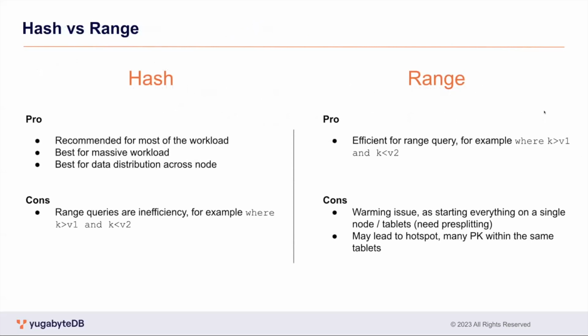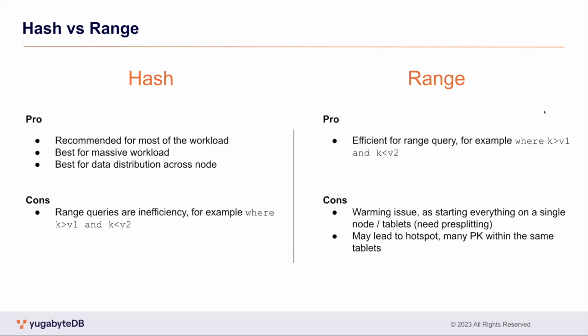So that was the three ways of sharding tablets. Now quickly, hash versus range. Basically, at Yugabyte, we recommend hash by default. That should be for most of the workload. It's best for massive workload, and you have a better distribution across that, because they are distributed. With range, most of them will go here, here, here, here.